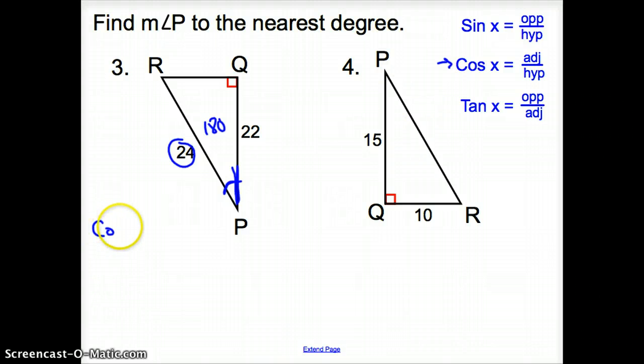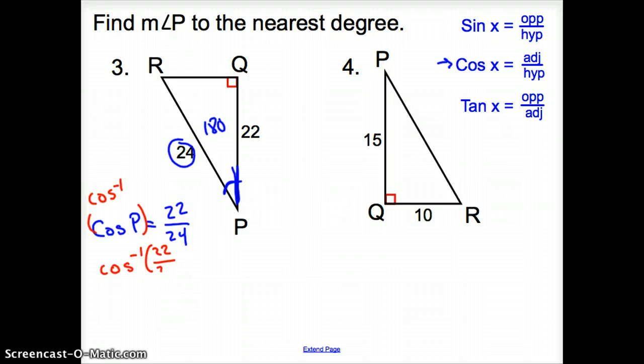Now I'm going to say cosine of P is going to equal, cosine is adjacent, which is 22, over 24, which is the hypotenuse. Now, how do we undo cosine? On your calculator, there is a cosine to the negative first, or some sort of cosine button that is going to undo the cosine, and that's usually found by hitting second and then your cosine button. So what you type into your calculator is cosine to the negative first, and what you do to one side you have to do to the other side.